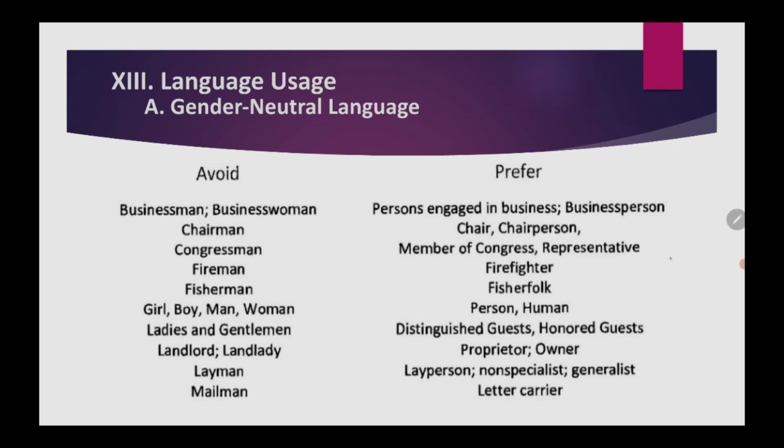Let's go now to gender-neutral language. So instead of using the word businessman or businesswoman, we prefer persons engaged in business or businessperson. Instead of chairman, use the word chair or chairperson. Instead of congressman, use member of Congress or representative. Fireman, use firefighter. Fisherman, use fisherfolk. Girl, boy, man, woman, use the word person or human. Ladies and gentlemen, use distinguished guests, honored guests. Landlord, landlady, use proprietor, owner. Layman, layperson, and specialist, generalist. Mailman, letter carrier.